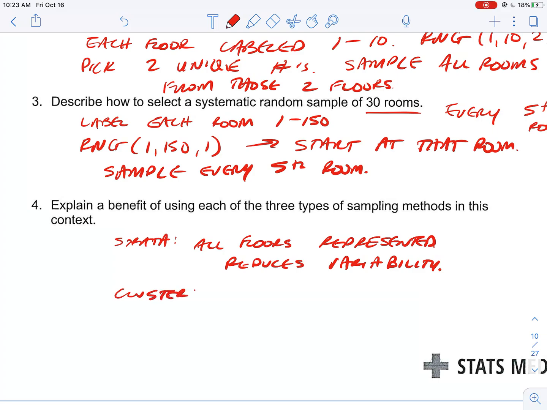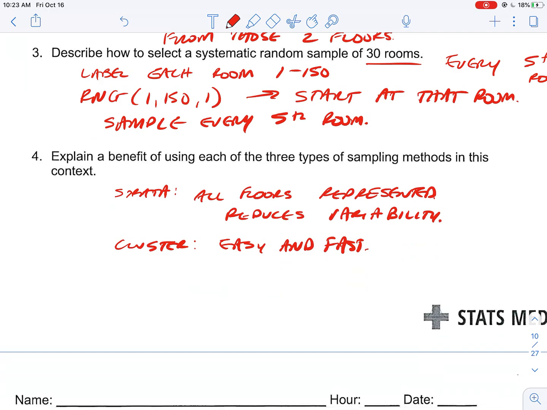Benefit of a cluster, it's really easy. Right? You do everybody on that floor. So you go to the second floor, you sample all 15 rooms. It's easy. You only have to go to one spot, and you don't have to label every room. So there's a lot of things going for that in terms of ease.